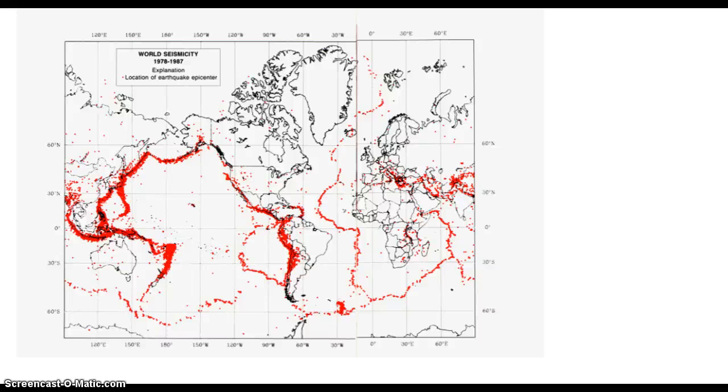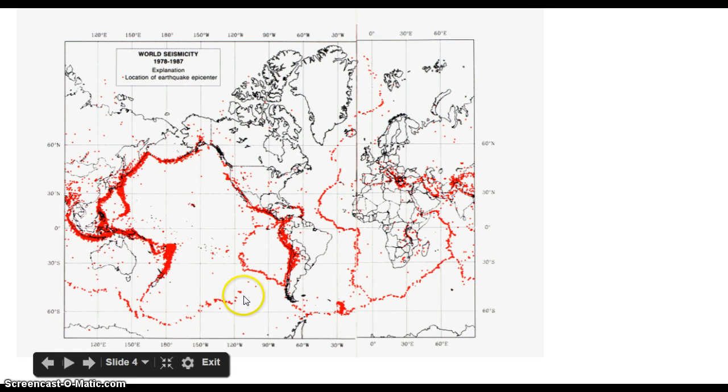This is a map that shows all the earthquakes and their epicenter locations from 1978 to 1987, so over a 9-year period. I'm just wondering if you guys notice anything about the lines that were drawn. We discussed this in the activity we did in class today, but they actually all seem to be happening along plate boundaries. Occasionally you get them happening in the middle of plates, but we'll talk about that a little bit later.